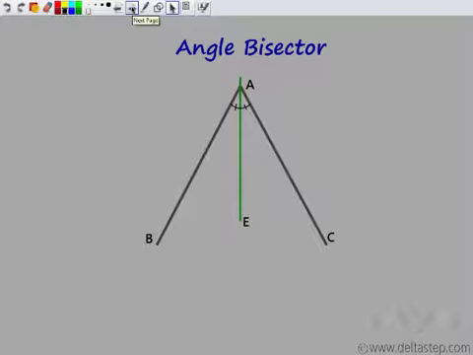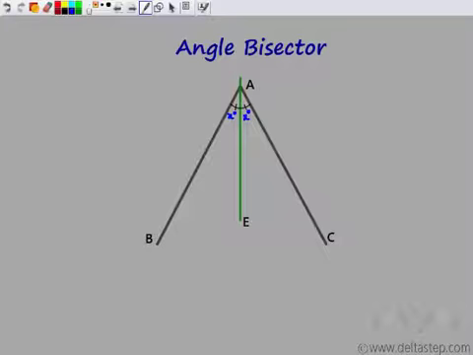So what is an angle bisector? If AE is an angle bisector, that means that AE is actually bisecting this angle which is formed at A. So bisecting the angle, that means if this total angle was 2x, then this is x degrees and this is also x degrees. So the angle is being bisected by the line.